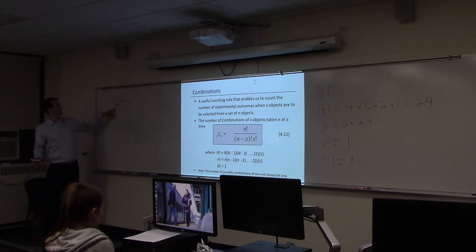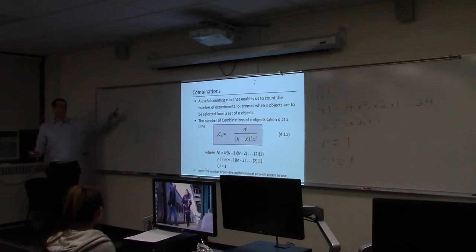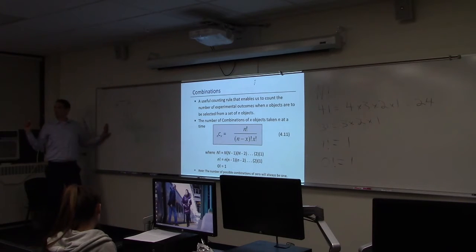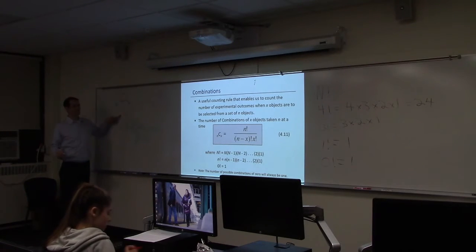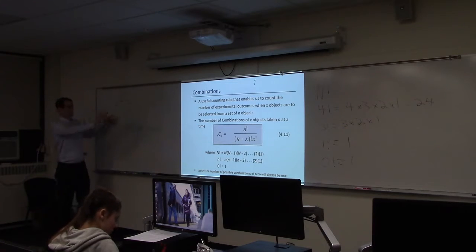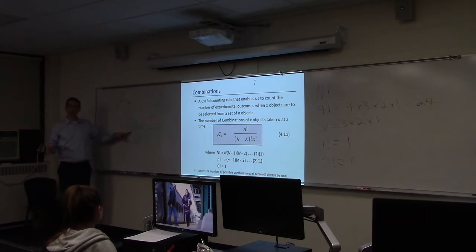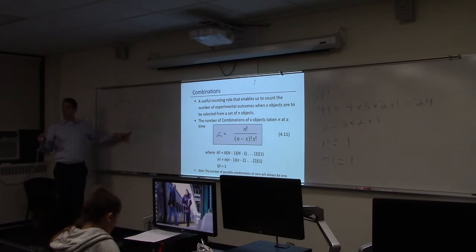Alright, so we've got 4 is our n, 2 is our x, so 4 factorial divided by 4 minus 2 factorial times 2 factorial. Does everyone agree with me so far? Alright, so what's 4 factorial? 24, I like it. Alright, and what's 4 minus 2? 2. And what's 2 factorial? 2. Yeah, 2 factorial is 2.